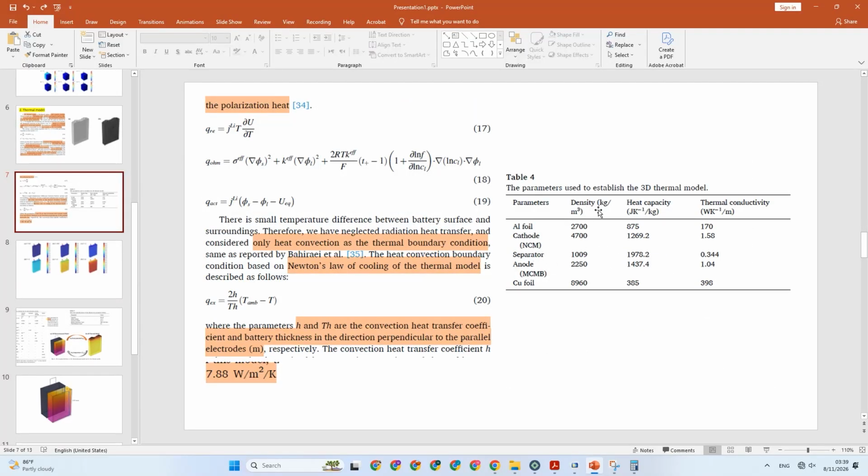Okay, these are for the thermal model. That is not our concern for now, because maybe this video will have two parts. This is the first part, excuse me. And heat capacity, density, thermal conductivity, I don't know. This is for the thermal part.